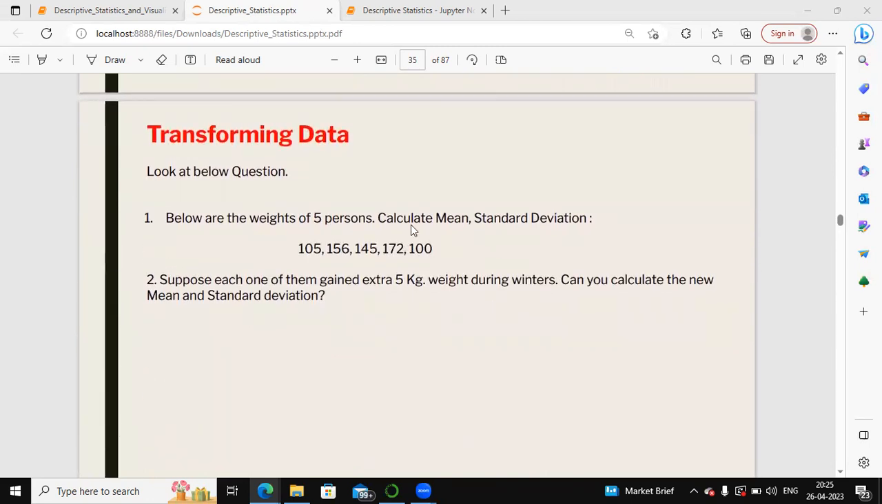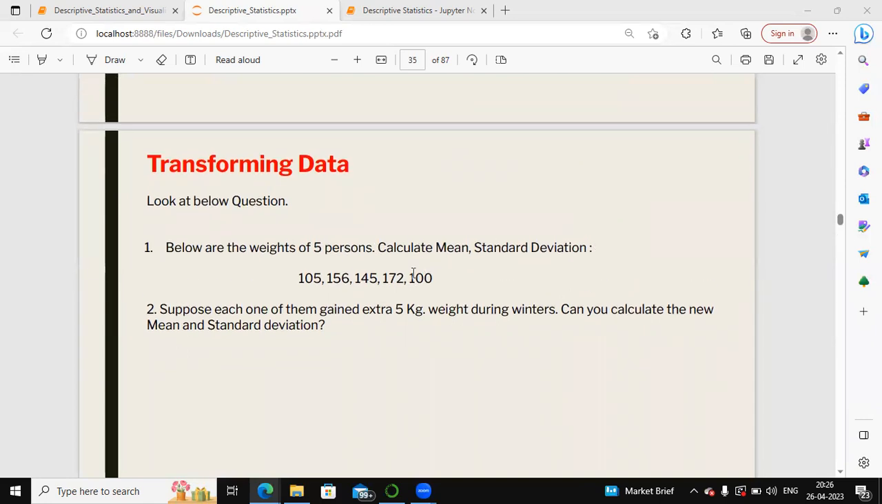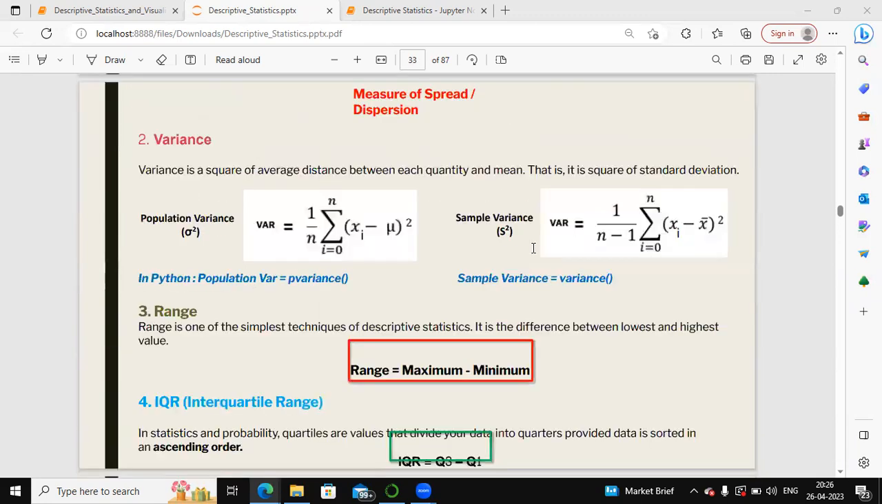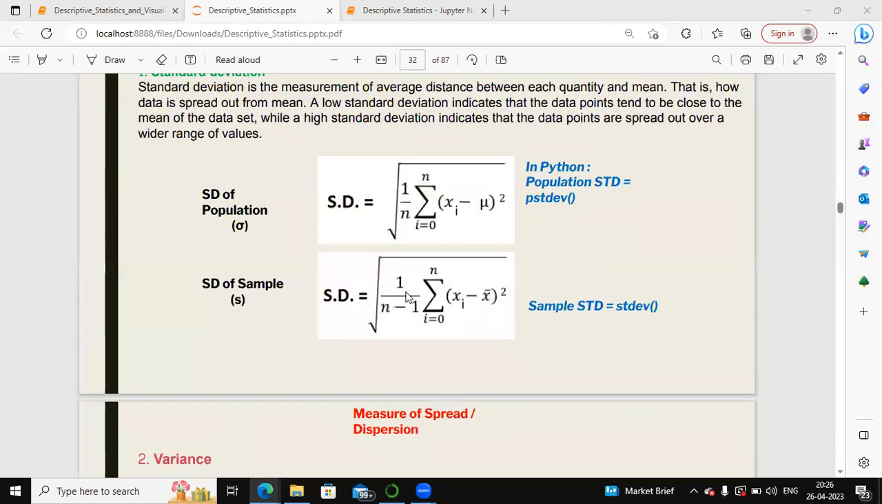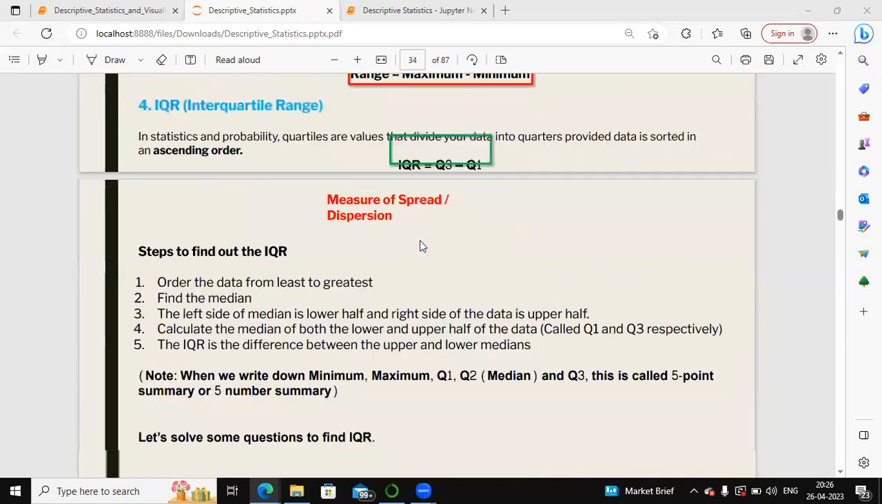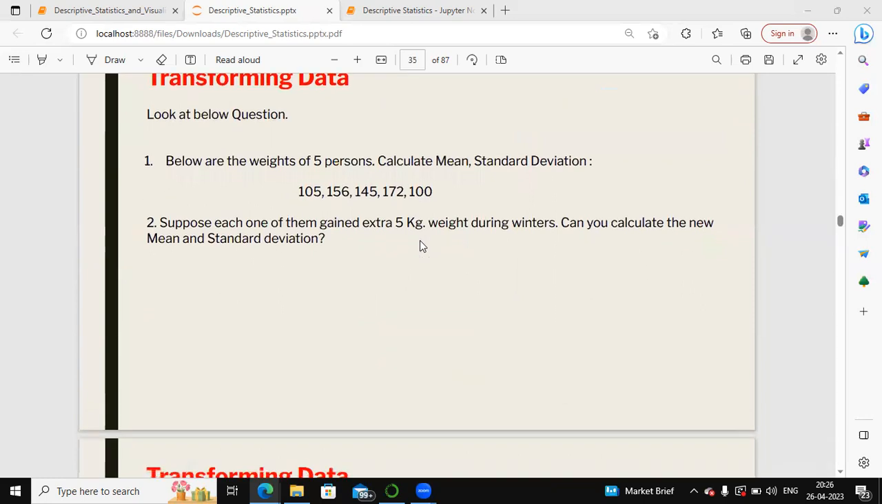So take a look at this data. Below are the weights of 5 people. Calculate the mean and standard deviation. So what you do, calculate the mean for this, okay? And then after that, for standard deviation, you have the formula. So just substitute the values over here and you will get the mean and standard deviation.